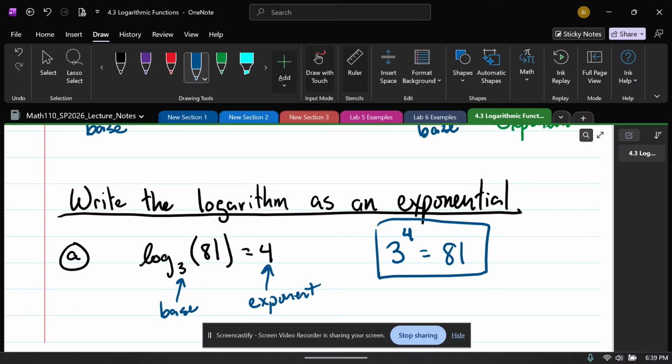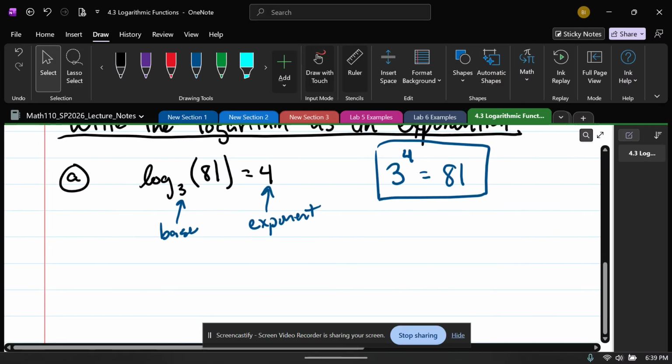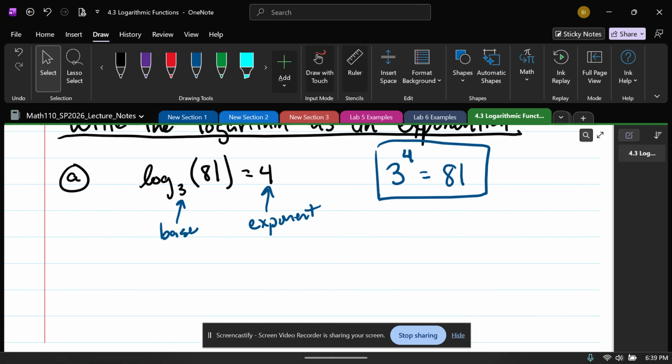Okay, so rewriting that, the way you read that logarithm really helps you learn to do that. The way you read that is log base 3 of 81 equals 4. If you'll read it like that, then that automatically helps you rewrite the exponential as the base 3 to the fourth power equals 81. So let's do another one.